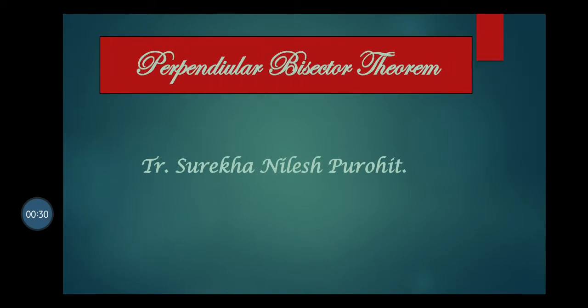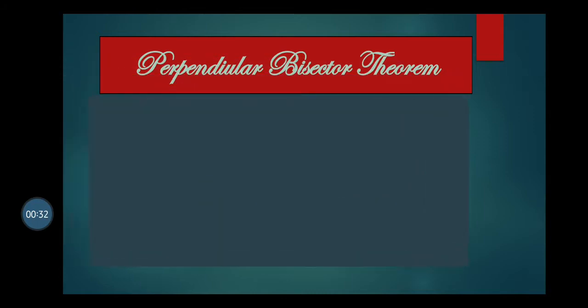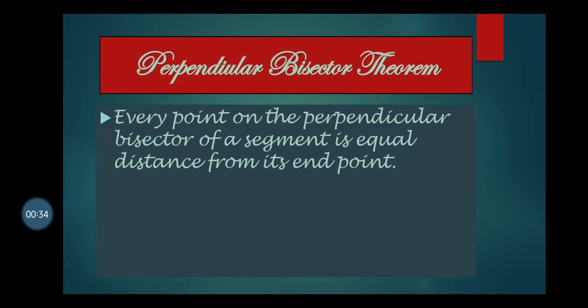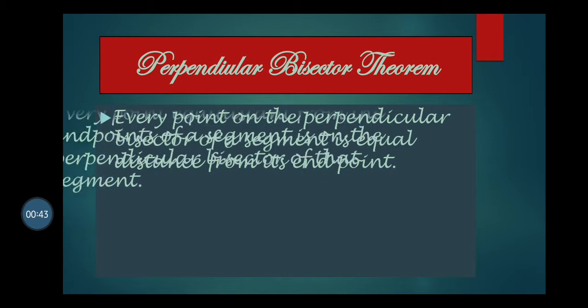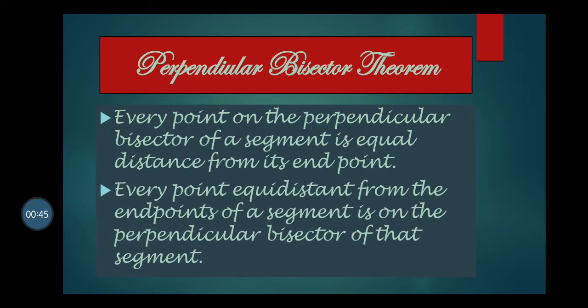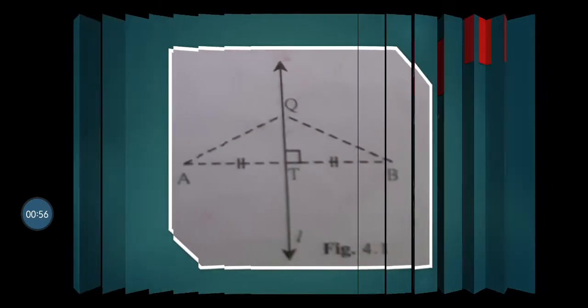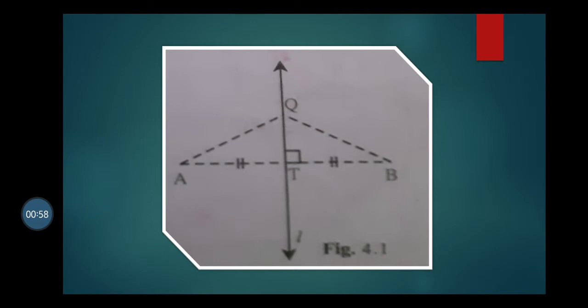Perpendicular bisector theorem. The first statement: every point on the perpendicular bisector of a segment is at equal distance from its endpoints. Every point equidistant from the endpoints of a segment is on the perpendicular bisector of that segment. Let us try to understand both the points. This figure you can see on page 51 of your textbook.